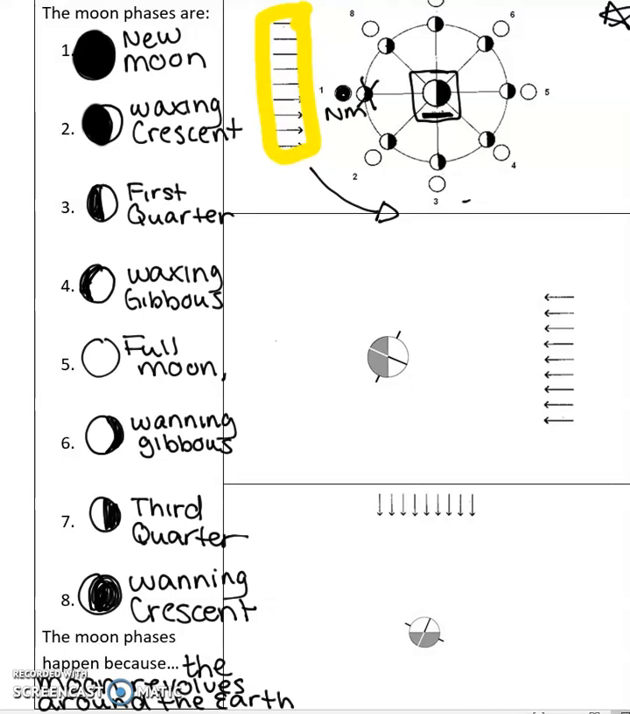So we will have a waxing crescent, a first quarter, a waxing gibbous, a full moon, then we will have a waning gibbous, a third quarter, and then a waning crescent. Okay, so that's what a complete sun, earth, moon model is going to look like.